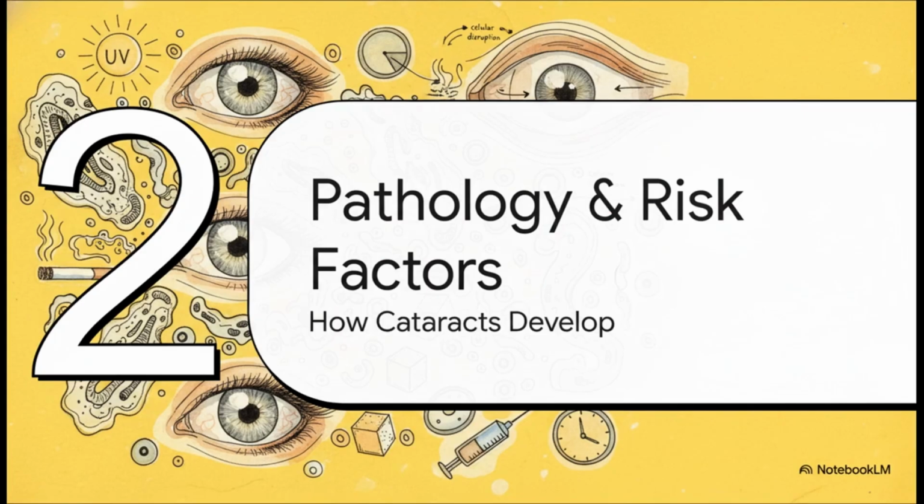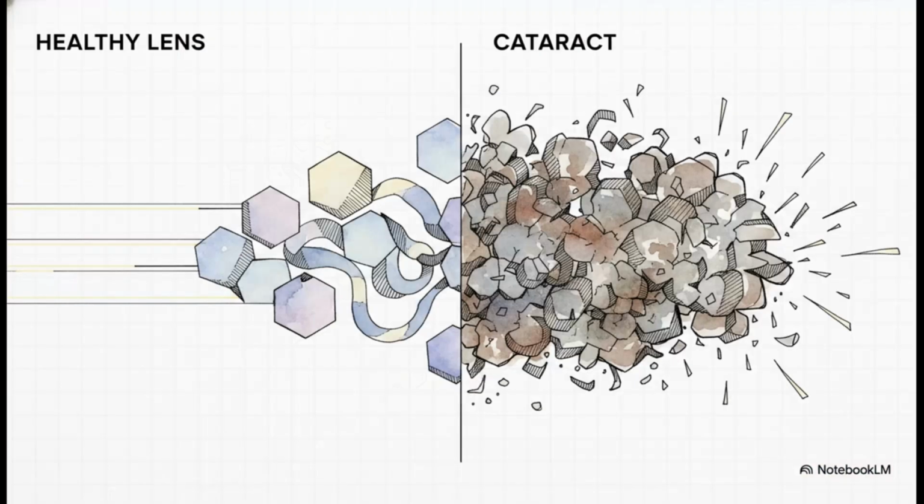Part 2. Pathology and risk factors. Now, as we age, those perfectly arranged crystalline proteins suffer wear and tear. They break down, get damaged, and start to aggregate or clump together. Think of it a bit like the clear part of an egg turning white and opaque as it cooks. The proteins literally lose their original structure. This clumping forms the cloudy areas we call cataracts. The lens thickens, loses its transparency, and slowly steals your visual clarity over months or even decades.